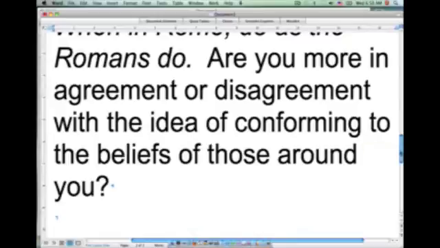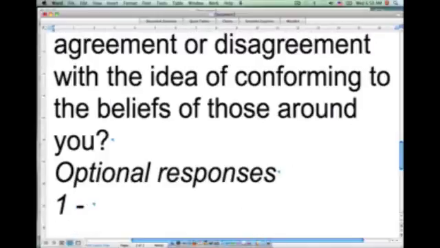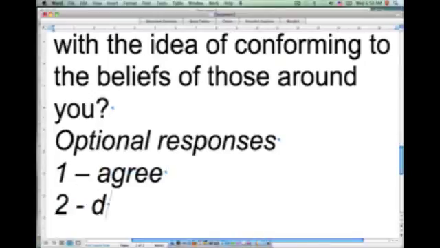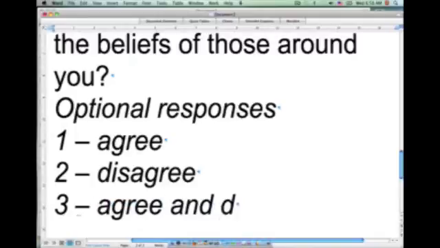Now, if we look at the question itself, there are sort of 4 optional responses that we can write. The first optional response is to agree with this question. The second optional response is to disagree with this question. The third optional response is to agree and disagree with this question.